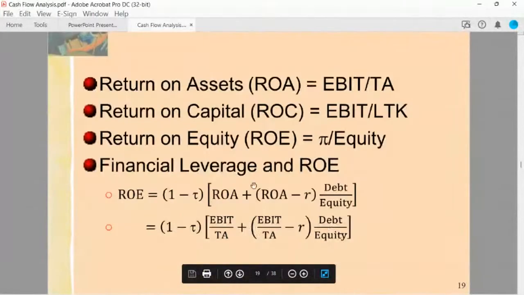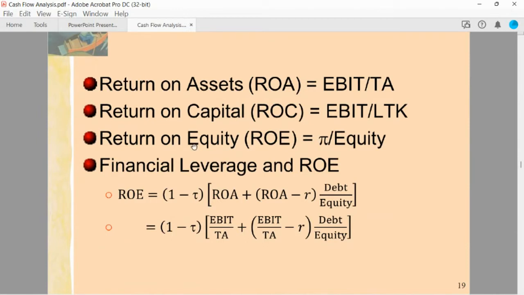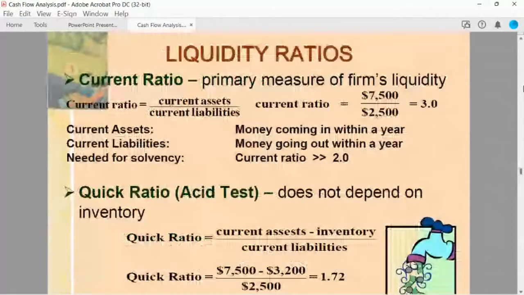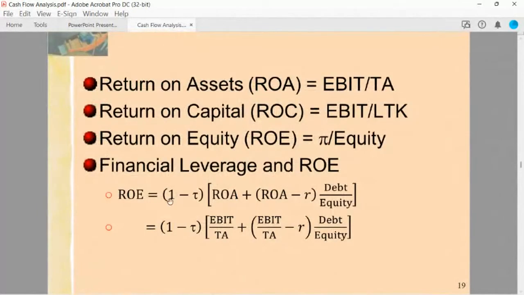So basically, profitability ratios all measure the productivity or the efficiency of your capital, right? And then this thing doesn't belong here, financial leverage and ROE. Okay. So, but this doesn't belong here. I believe I just put it there because there was just so much blank space, right?